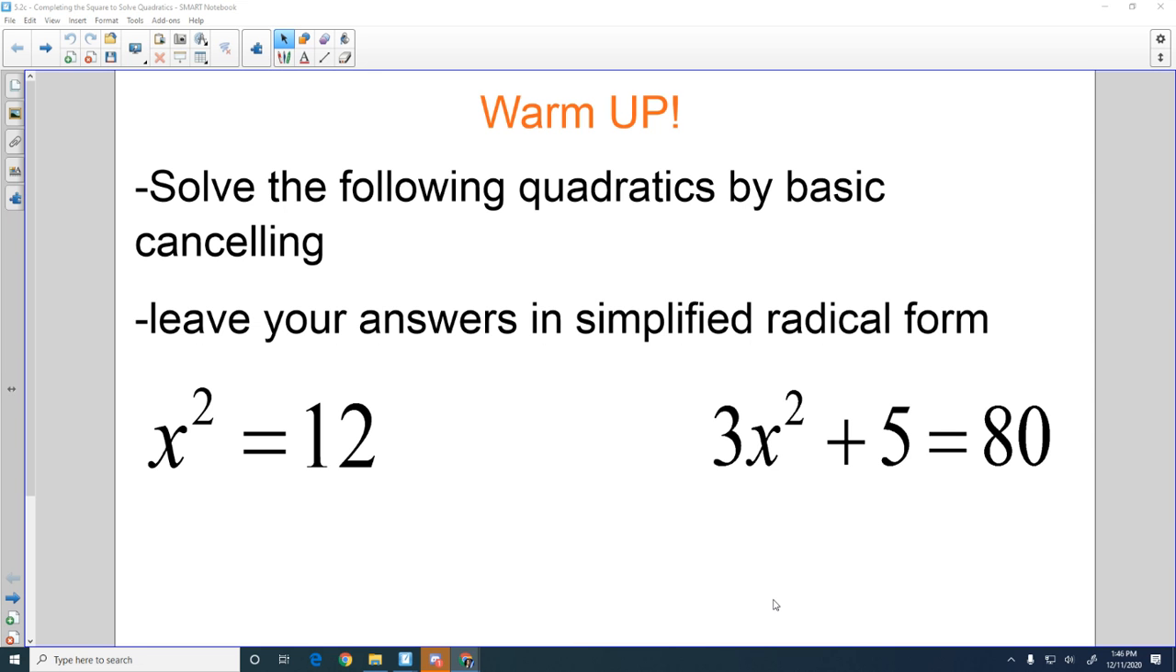All right, so today's lesson, we're going to be solving quadratic equations again. And we know different techniques like the quadratic formula or factoring. And so this is another technique that we're going to learn. But before we do that, I want you to look at these two equations right here.